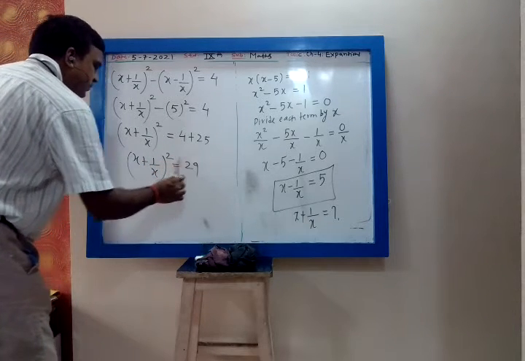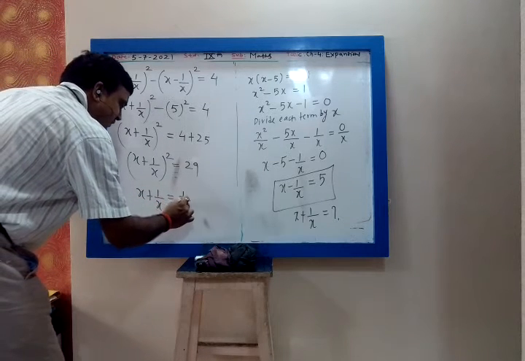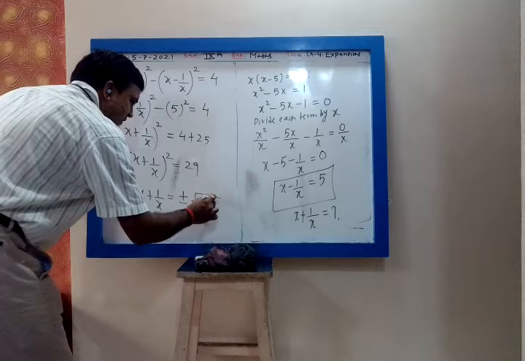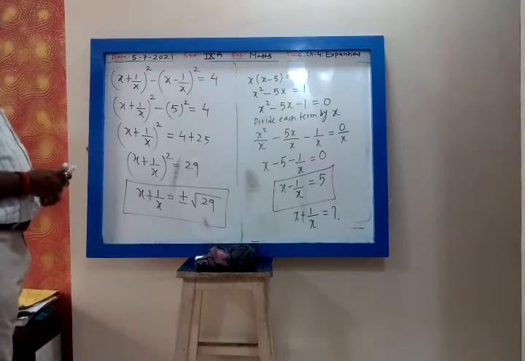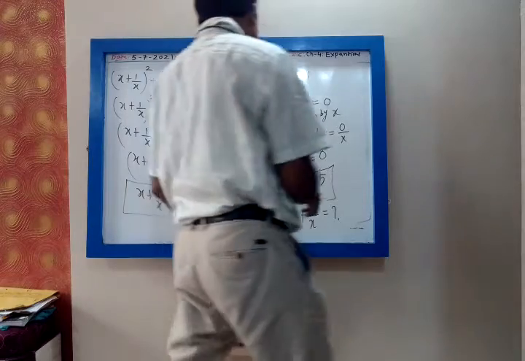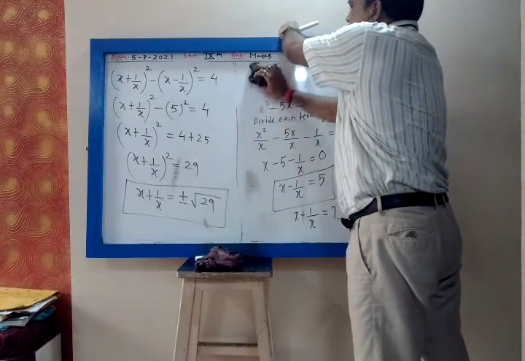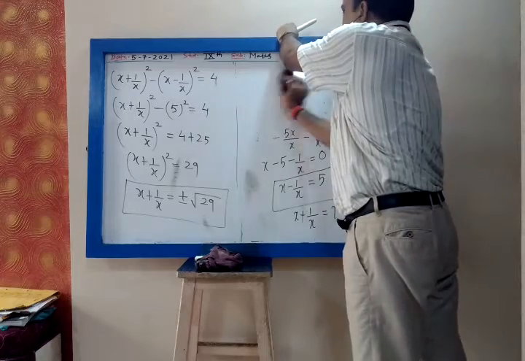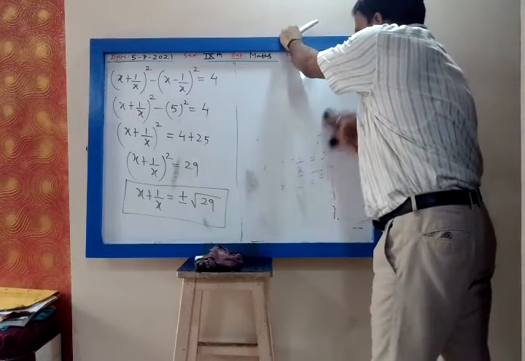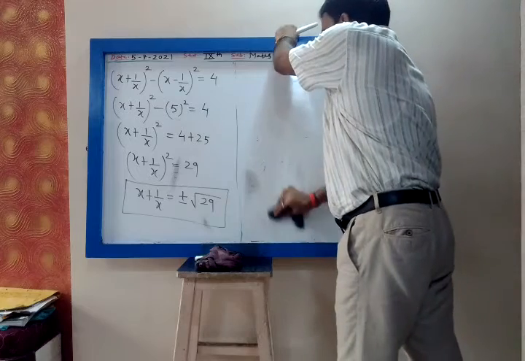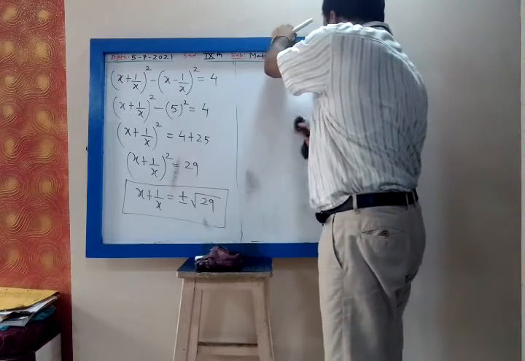So taking square root, you will get x plus 1 upon x is plus minus square root of 29, my dear. So now you have both the values, x plus 1 upon x and x minus 1 upon x. To find a square minus b square, we use the formula a plus b into a minus b and get the answer.